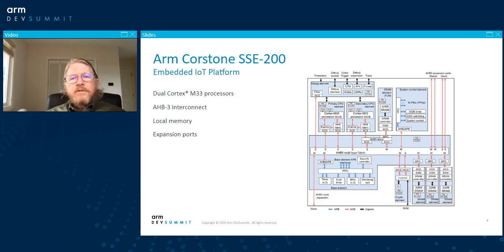Now, we're going to take this generated Verilog and put it into the ARM Corstone platform. This is ARM's embedded IoT platform. It contains 2 Cortex M33 processors, a number of timers. It's got an AHB5 multi-layer interconnect fabric and several blocks of SRAM for code and data storage. It also has some expansion ports for adding masters and slaves into the design, but we're going to be connecting this up to the CPUs through the coprocessor interface.